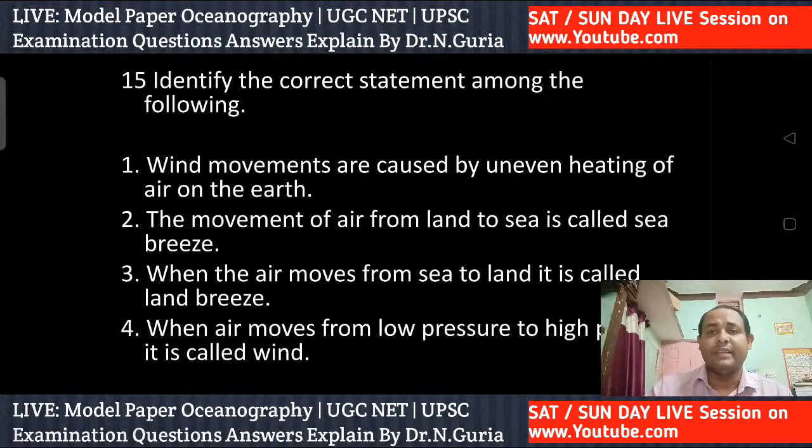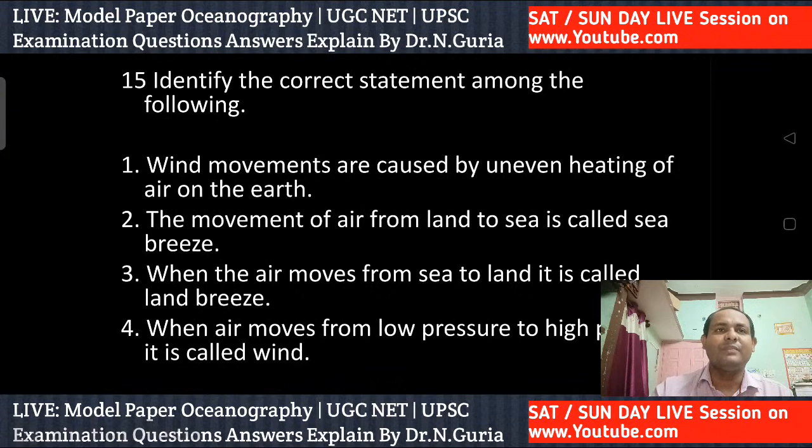Identify the correct statement among the winds. The statements: wind movements are caused by uneven heating of the air on the earth. The movement of air from land to sea is called sea breeze, and when the air moves from sea to land it is called land breeze. And when air moves from low pressure to high pressure it is called winds. So I explain every question.